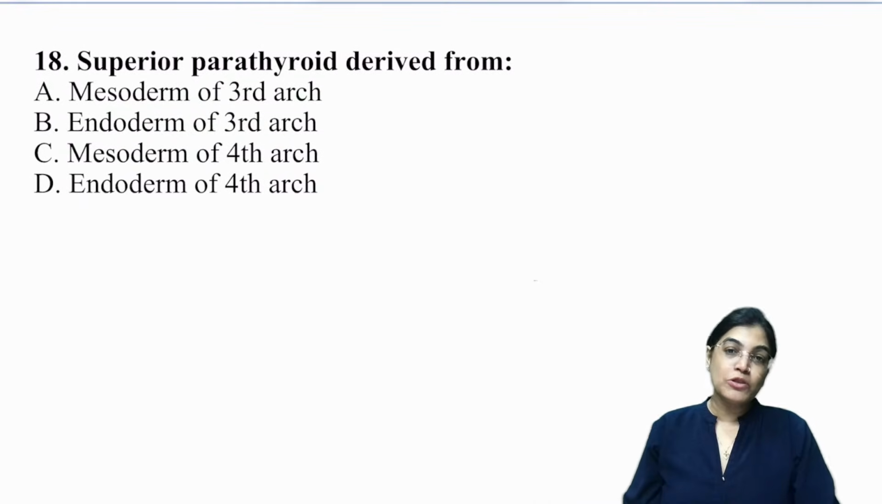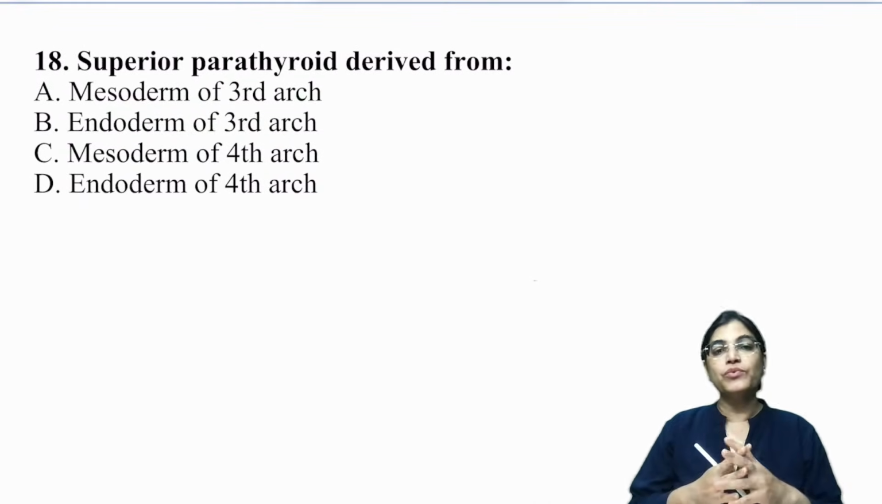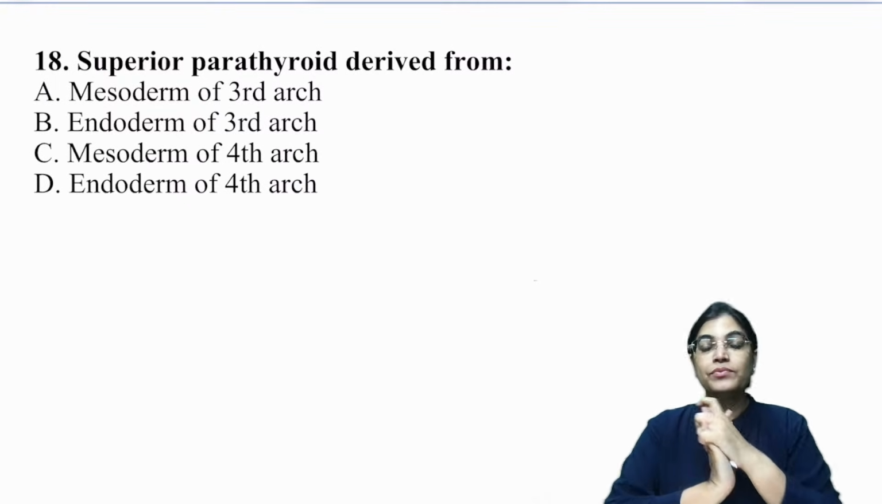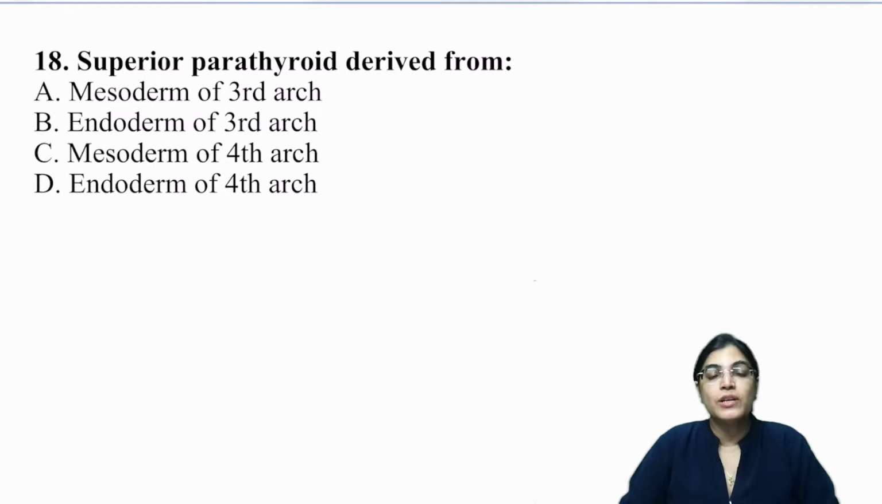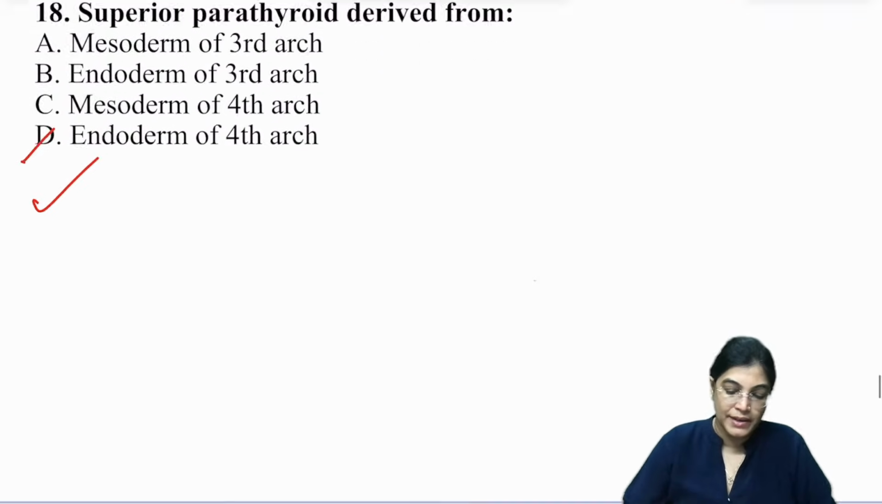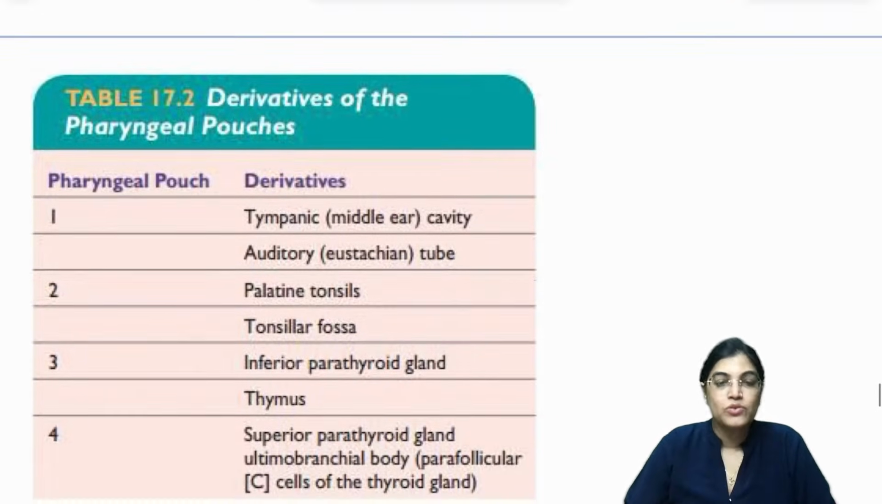So if I am talking about superior parathyroid gland, it's very important for you to note down that inferior parathyroid gland is derived from the endoderm of the third pharyngeal pouch, but superior parathyroid gland is derived from the endoderm of the fourth arch. Yes, absolutely right. D is the right answer. Now, all of you just go through the derivatives.